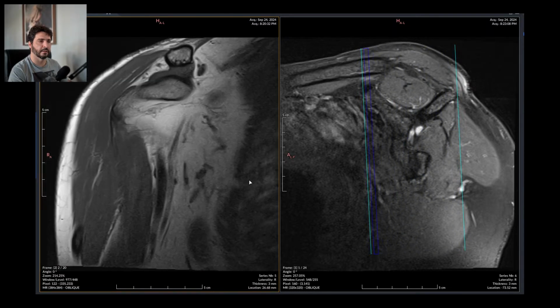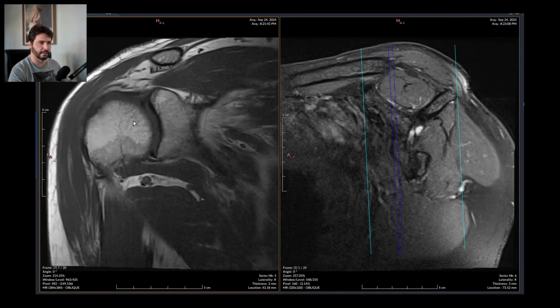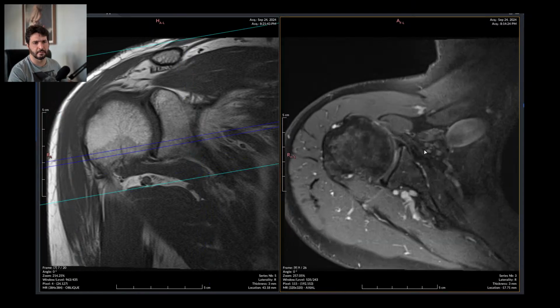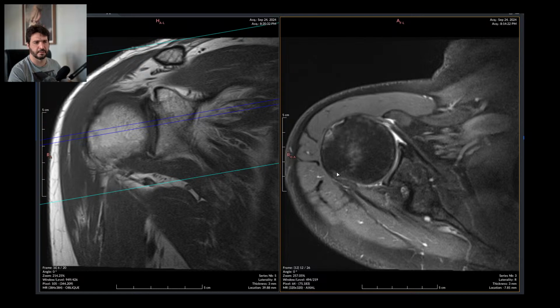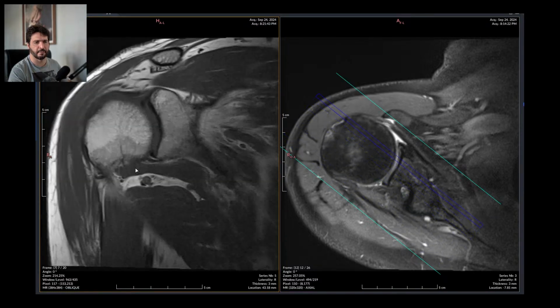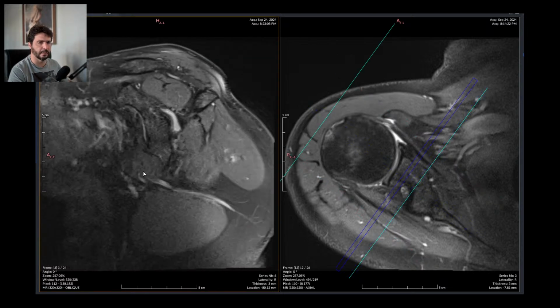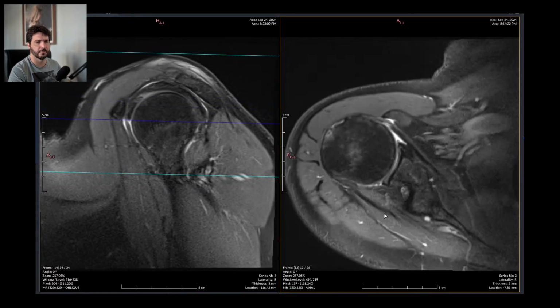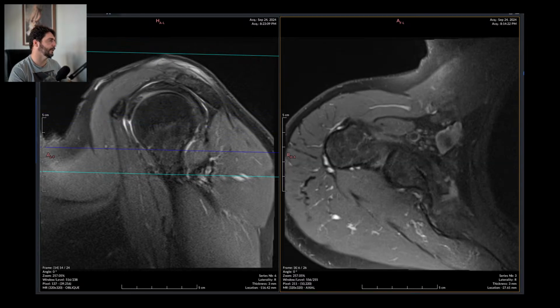The coracoid process is right there. The patient is malpositioned in a very peculiar way. Let me see. The coronal is fine. The sagittal is fine. But it looks very odd. So let's report it.